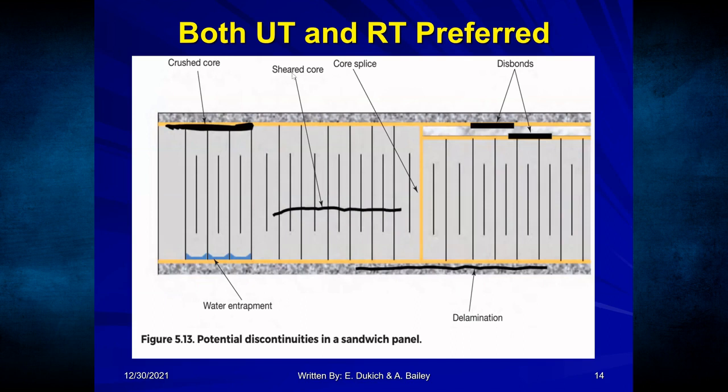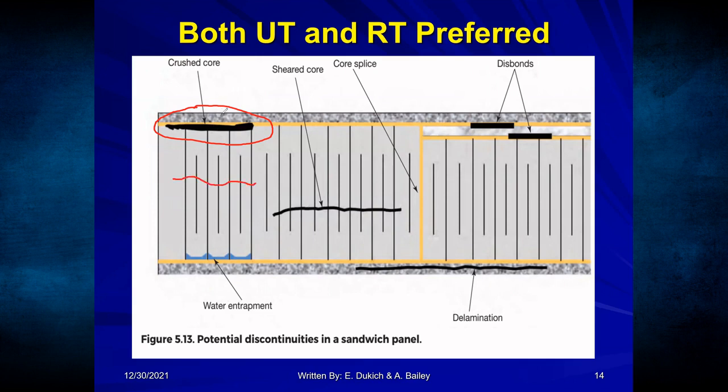So for UT and RT, the reason we need to use both technologies is because if we're using radiography, we can only show you the location of the flaw. We can say the flaw is here, but we cannot use radiography to tell you the depth. We cannot tell you if that flaw is on the surface or located at another layer.